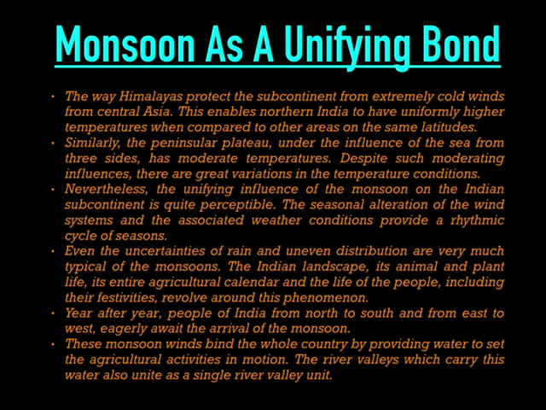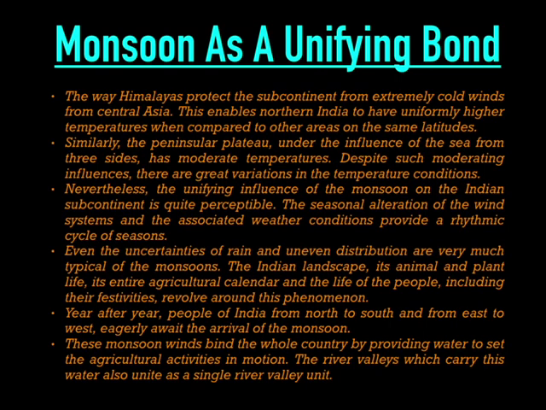The seasonal alteration of wind systems and the associated weather conditions provide a rhythmic cycle of seasons, and those seasons are winter, summer, advancing monsoon and retreating monsoon. Even the uncertainties of rain and uneven distribution are very much typical of monsoons. The Indian landscapes, its plants and animals, that is flora and fauna, its entire agricultural calendar, the life of the people, including their festivals, revolve around this phenomenon.